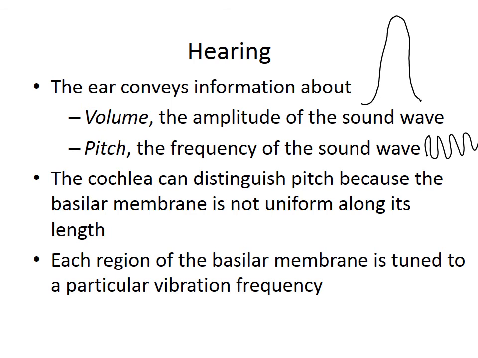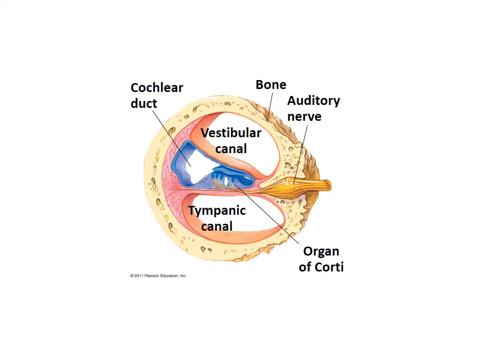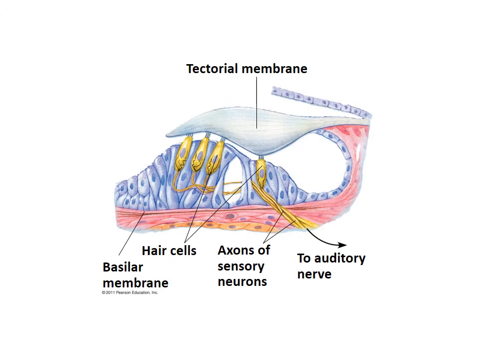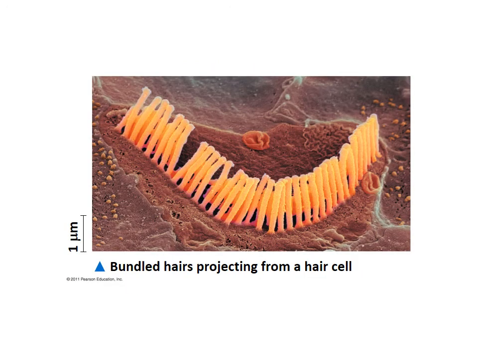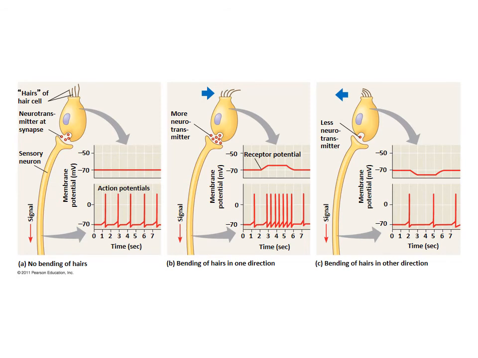Each region of the basilar membrane is tuned to a particular vibration frequency, and this is the cool part. So the basilar membrane can distinguish pitch, and so here is the basilar membrane, and in different areas it's going to be different pitches. So we can see it here a little bit better, and here a little bit better. And here is the actual work of it. So here is a sensory neuron. So first of all, we have this, which is the basilar membrane cell, and here are the hairs.